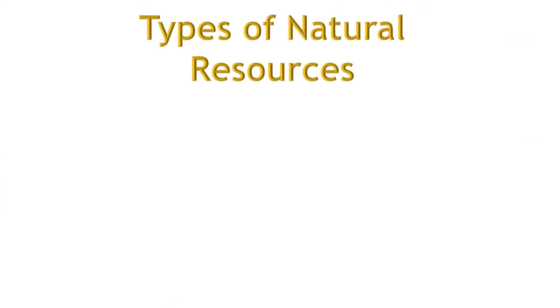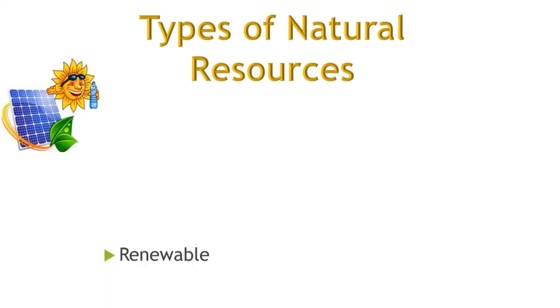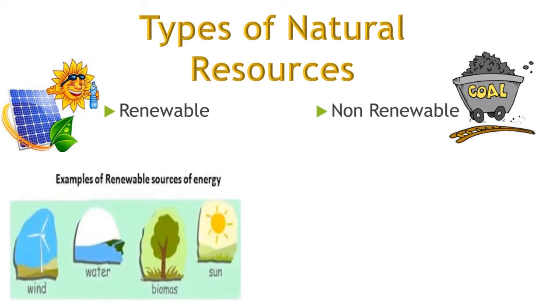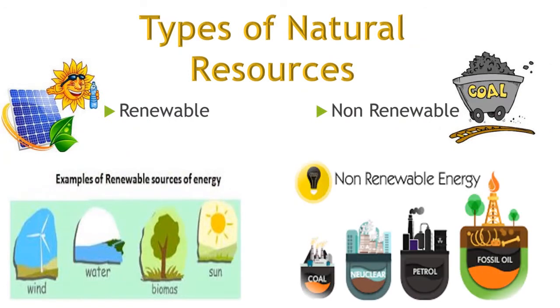Types of natural resources. Natural resources are classified generally in two types, renewable and non-renewable. Renewable resources can be renewed, for example, wind, water, biomass, sun. And non-renewable resources cannot be renewed and get exhausted. For example, coal, nuclear energy, petrol, fossil fuel.